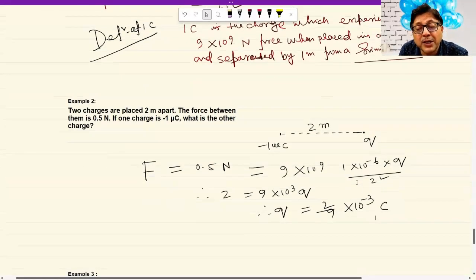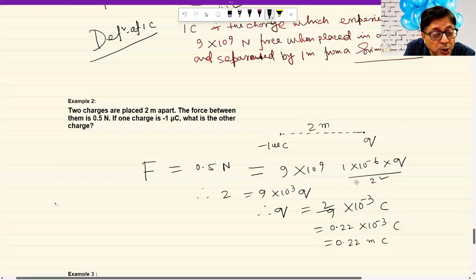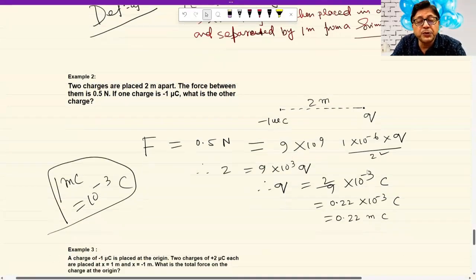2 by 9 is how much? Approximately 0.23. I am writing 0.22 × 10⁻³, or one can write this as 0.22 millicoulomb, because 1 millicoulomb is 10⁻³ Coulomb. All of you know this. So the other charge is 0.22 millicoulomb.